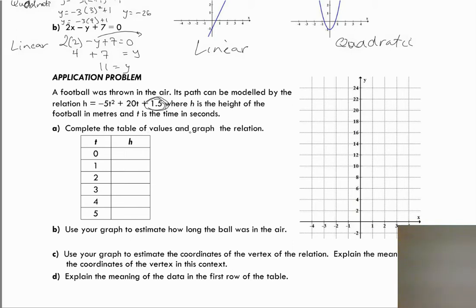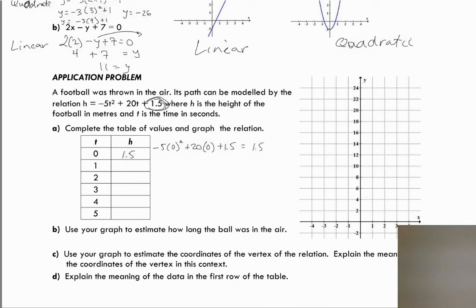Complete the table of values for this relationship. So what you actually have to do in each of these cases is substitute t in for these. If you substitute 0 in for t, we have t squared plus 20t and 150. Well, what's that going to do? That's going to be 0, and that's going to be 0, and we're going to get 1.5. So the football was 1.5 meters off the ground.